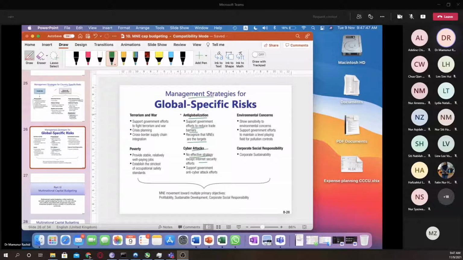each of these types of risks. Some are successful strategies, some are not that successful, very cost consuming. So you need to make the decisions very carefully.